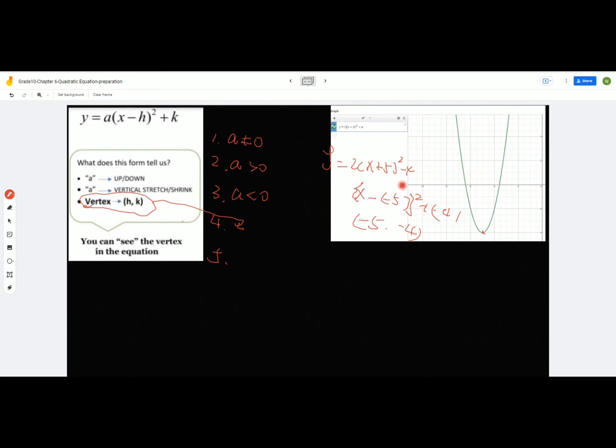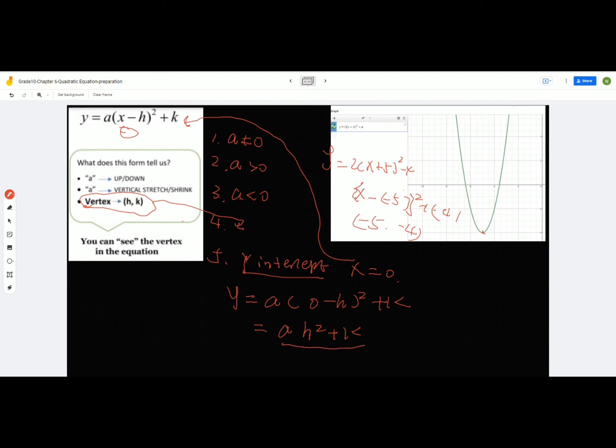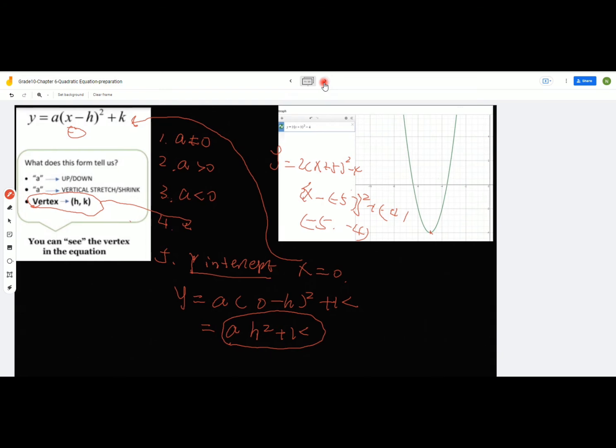Now the y-intercept. The y-intercept means x equals 0 always, so we substitute x equals 0 here. So y equals a times (0 minus h) squared plus k, which equals a times negative h squared, equals a h squared plus k. So this is the y-intercept. Okay, this is for vertex form. Let's move on to factored form.